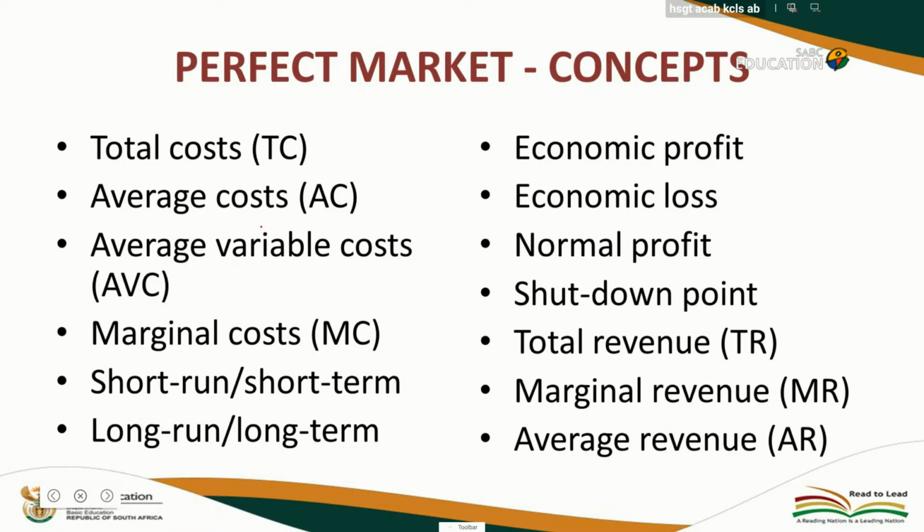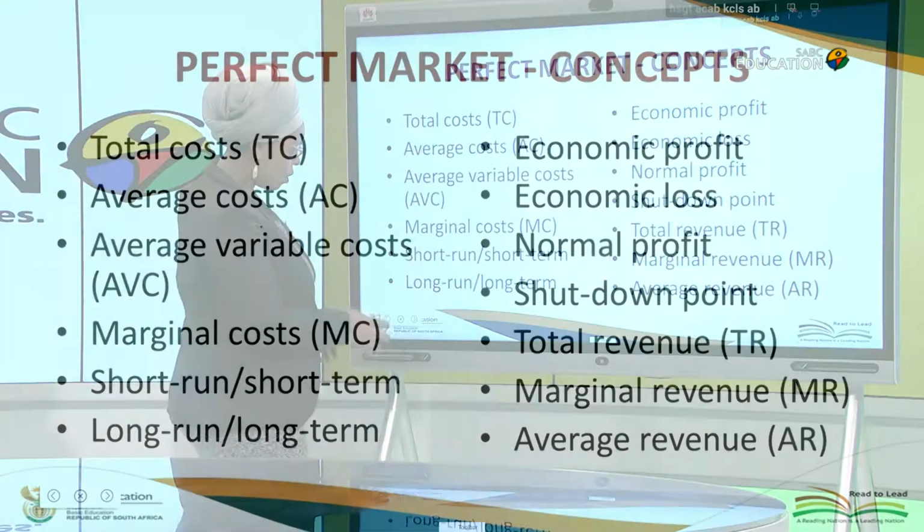So the concepts that we will use during the presentation of perfect market will be total cost, average variable cost, marginal cost, short run or short term, long run or long term, as well as economic profit, economic loss, normal profit, shutdown point, total revenue, marginal revenue, and lastly, average revenue.